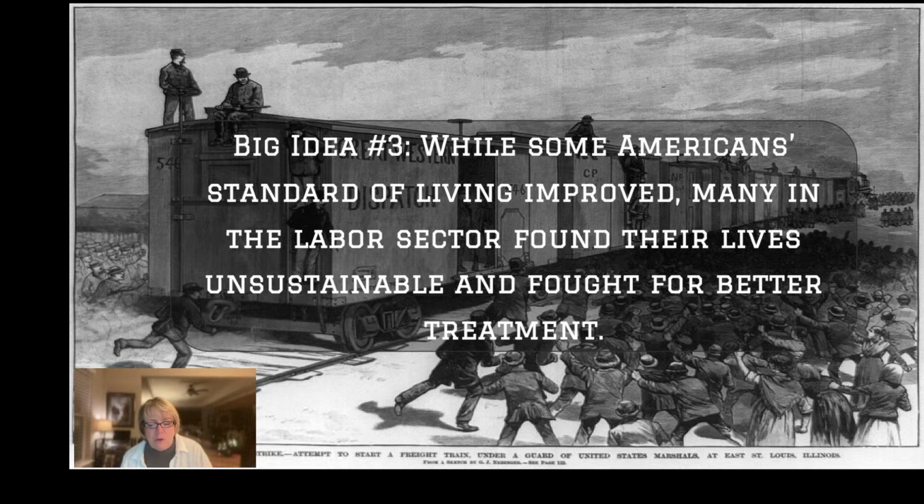And so that's when they're going to start organizing and trying to form unions. Maybe they would have more power and a louder voice if they all banded together, if they all worked together towards the exact same goals.